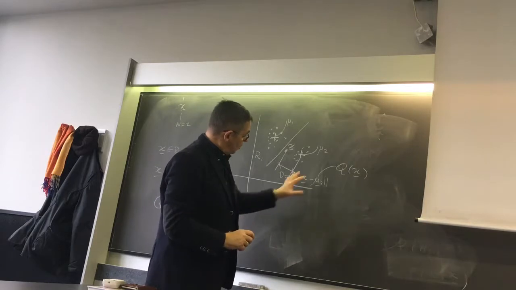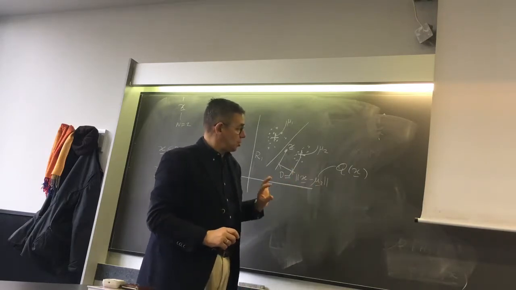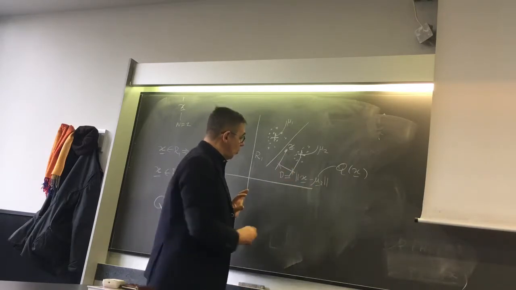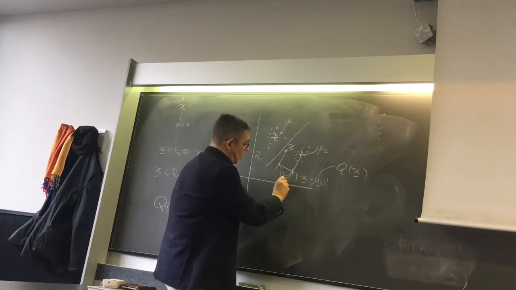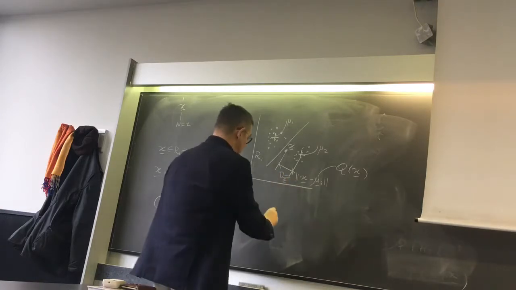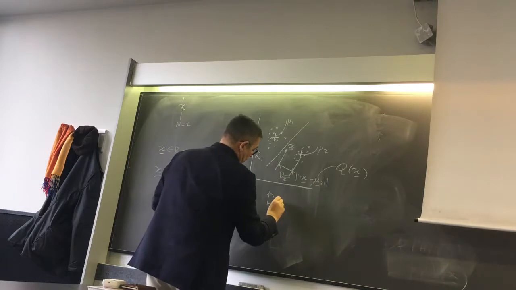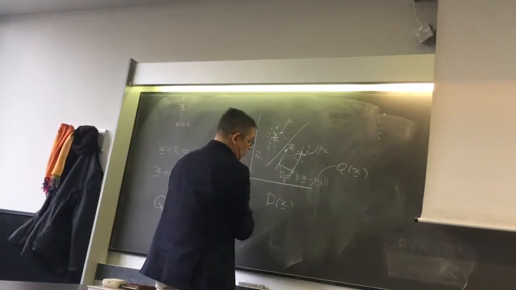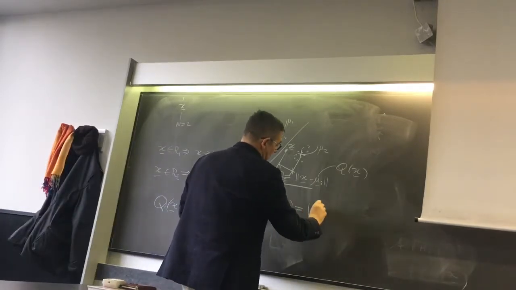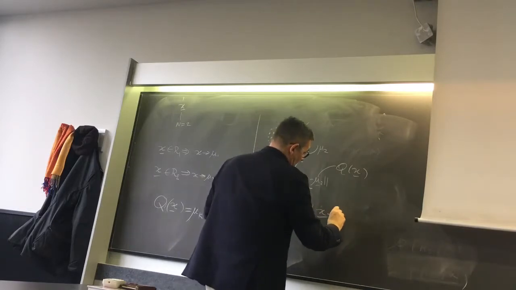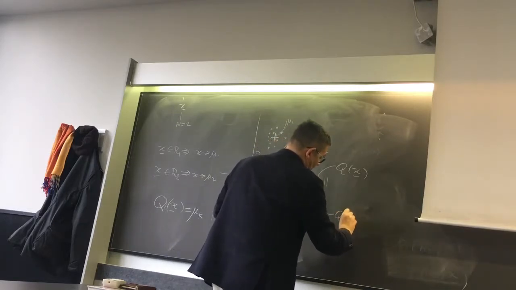So this distortion is for one specified x. The distortion for a specific x, let me write it this way, is equal to the distance between x and its quantized value.